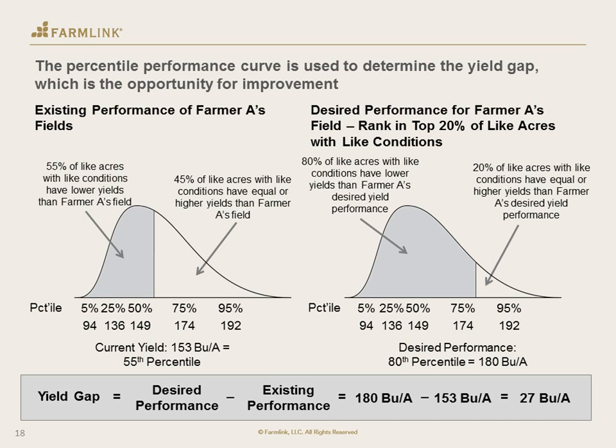To calculate the yield gap, Farmer A subtracts his existing performance at the 55th percentile, or 153 bushels per acre, from his desired performance at the 80th percentile, which is 180 bushels per acre. So 180 minus 153 equals 27. So 27 bushels per acre is the yield gap to moving from the 55th percentile to the 80th percentile of performance.